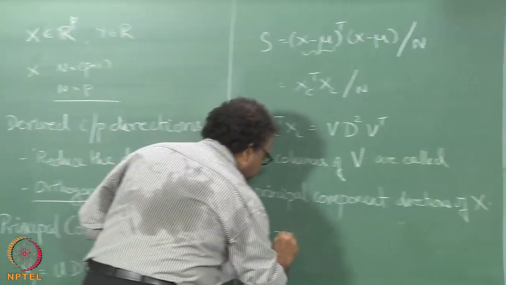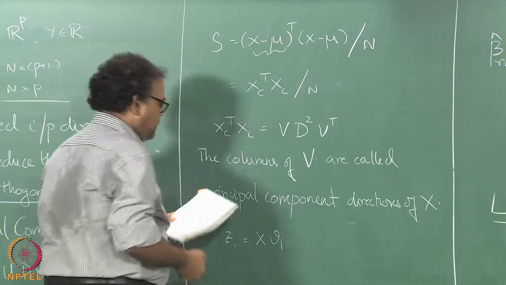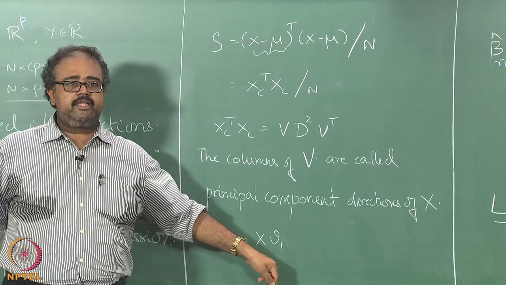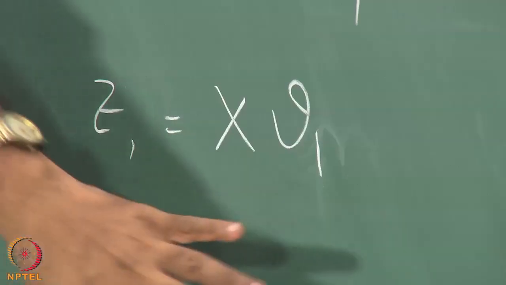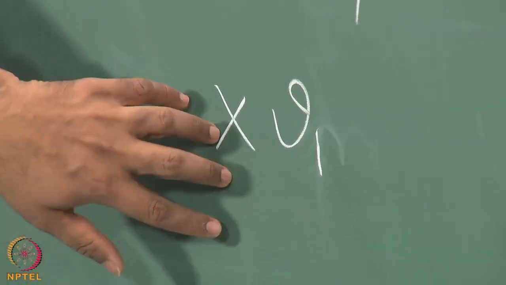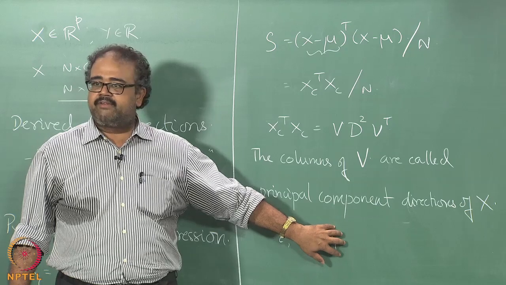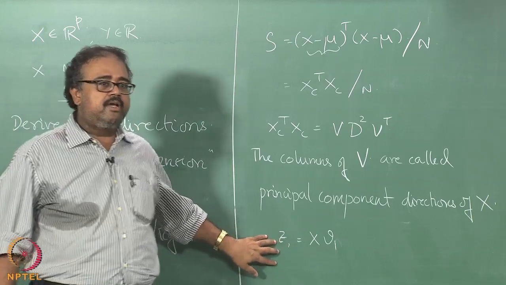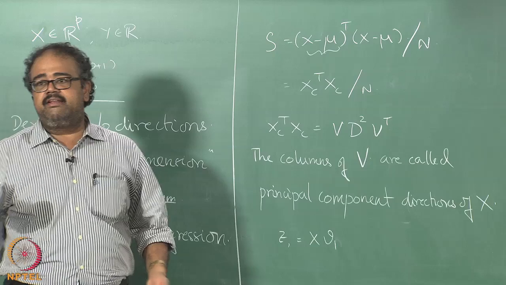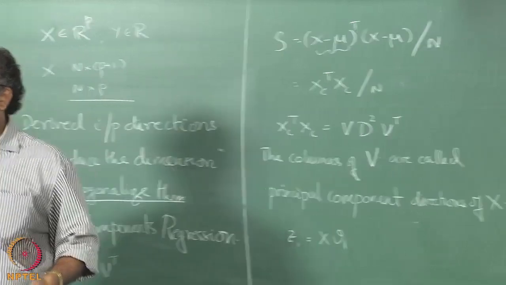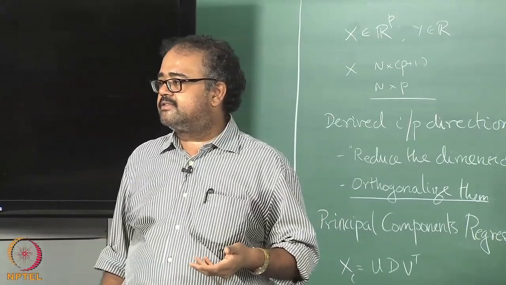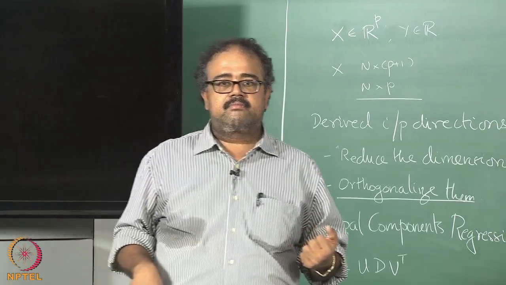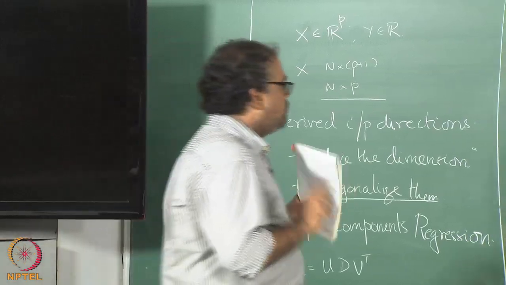So suppose I take Z1 equals X V1, where V1 is the eigenvector corresponding to the first eigenvalue. So essentially what this means is I am projecting my data X on the first eigenvector direction. The resulting vector Z1 will have the highest variance among all possible directions in which I can project X. So what does that mean?